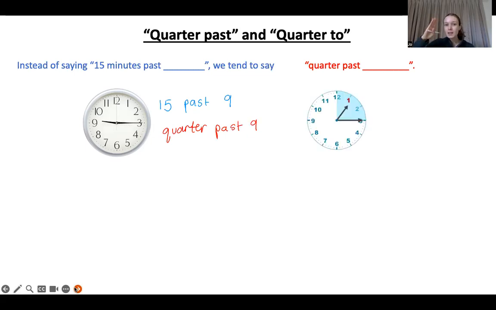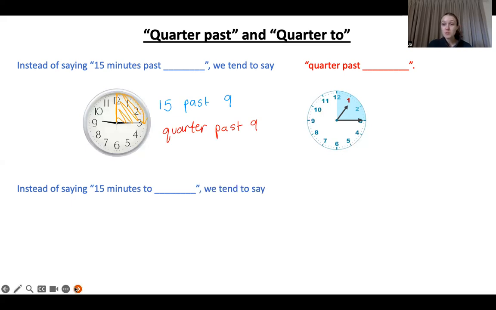Well, our minute hand has covered a quarter of the clock. So if I look back at my original example, I can see that my minute hand would have started up here when it was 9 o'clock, and it's moved all the way around to the 3. So it's covered 1/4 of the clock.